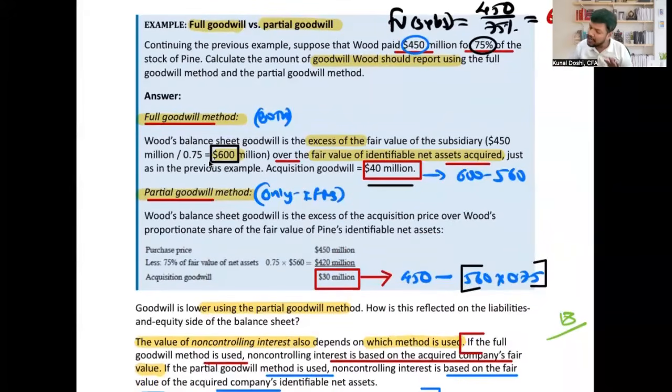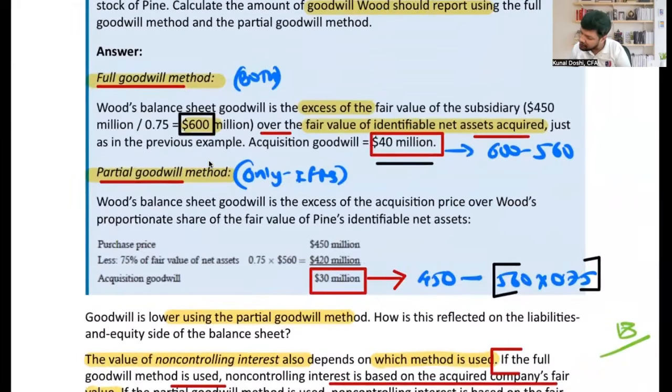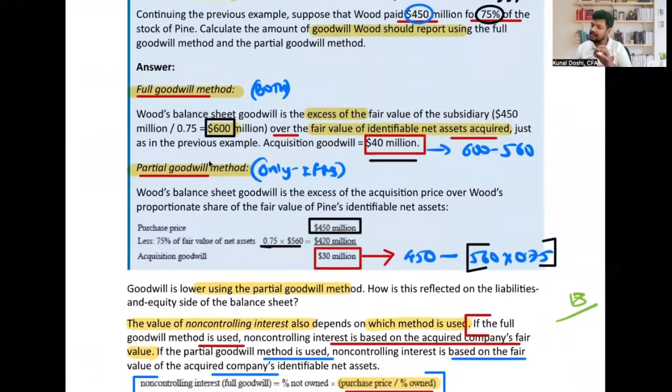So we had got it as 40 million, right? No change. But in the partial goodwill, I will only consider the amount that I paid, which is 450 million, correct? Minus what I do is that I take the proportionate share of the NAV of the company. So proportionate, that is 75% of 560.